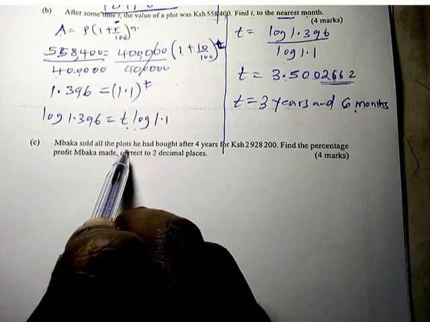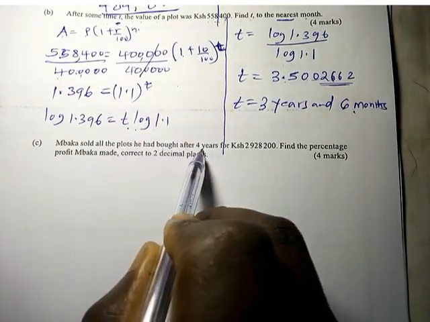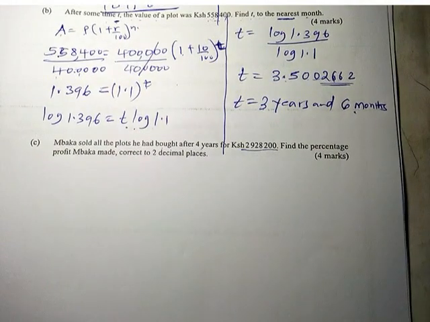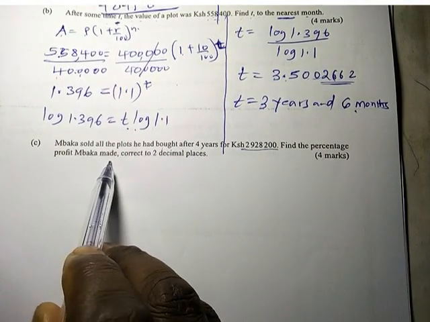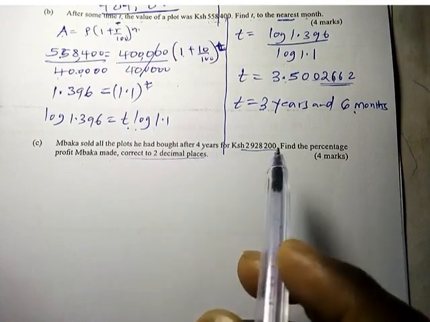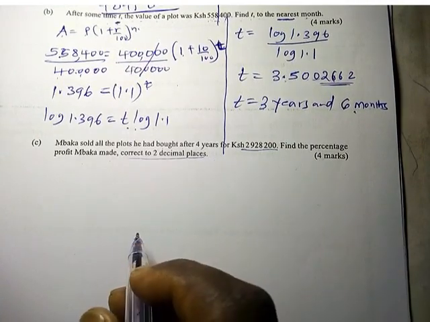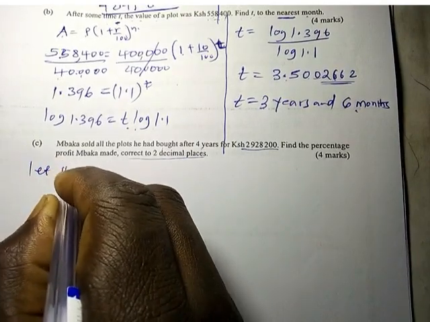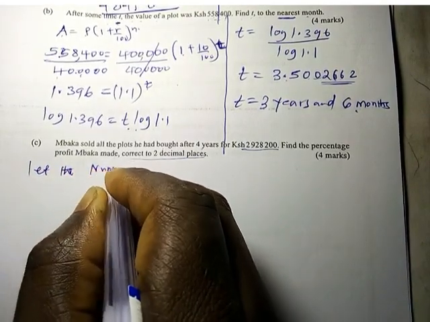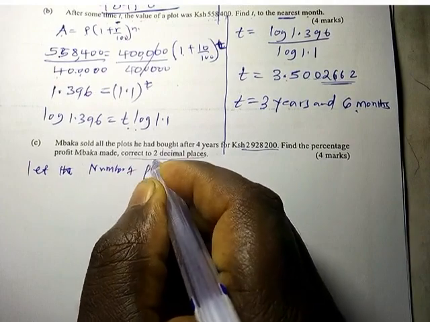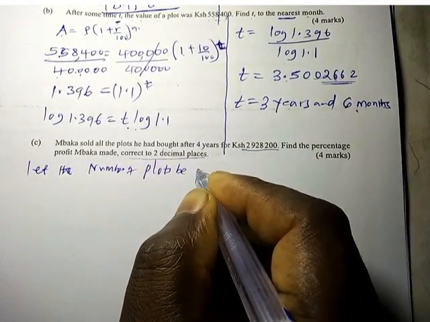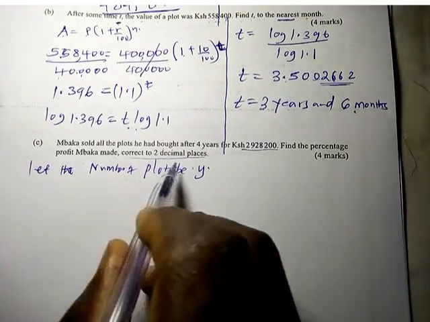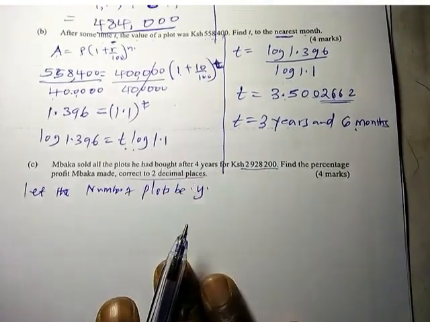Mbaka sold all the plots he had bought after 4 years, for Kenya shillings 222,928, which is the total amount he sold. Find the percentage profit Mbaka made correct to 2 decimal places. So what we don't know is how many plots Mbaka had. So you say let the number of plots be y.